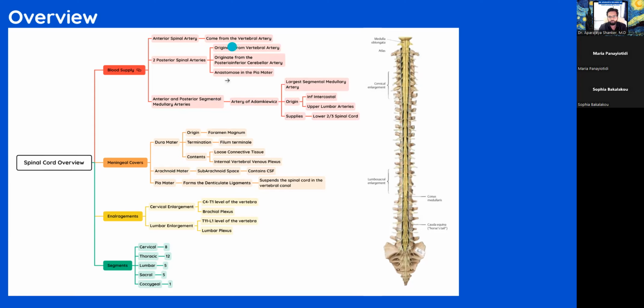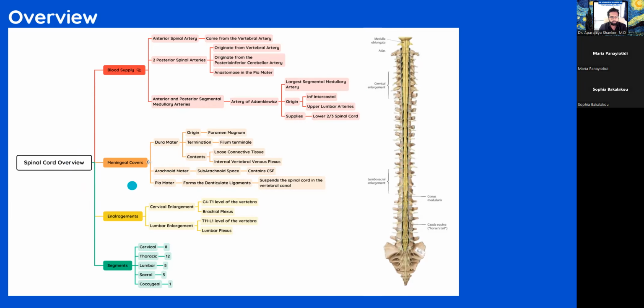Now, we are going to go into this in a little more detail in the next slide, but in general, this is what I want you to know: there are essentially four arteries that you need to know here. The two posterior spinal arteries, the one anterior spinal artery, and something called the artery of Adamkiewicz. The artery of Adamkiewicz is variable in people, but in general, it just supplies the lower 2/3 of the spinal cord.